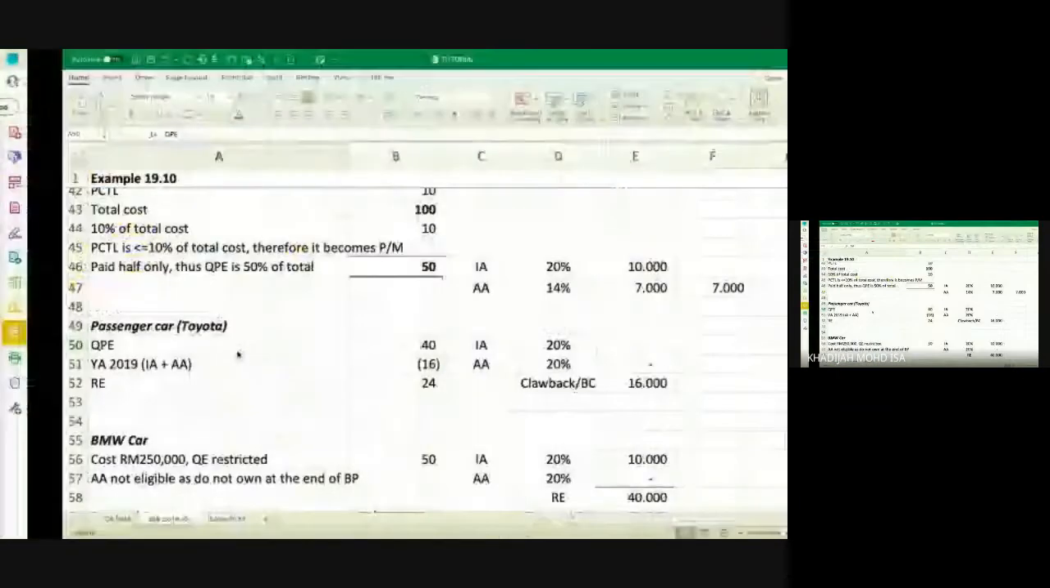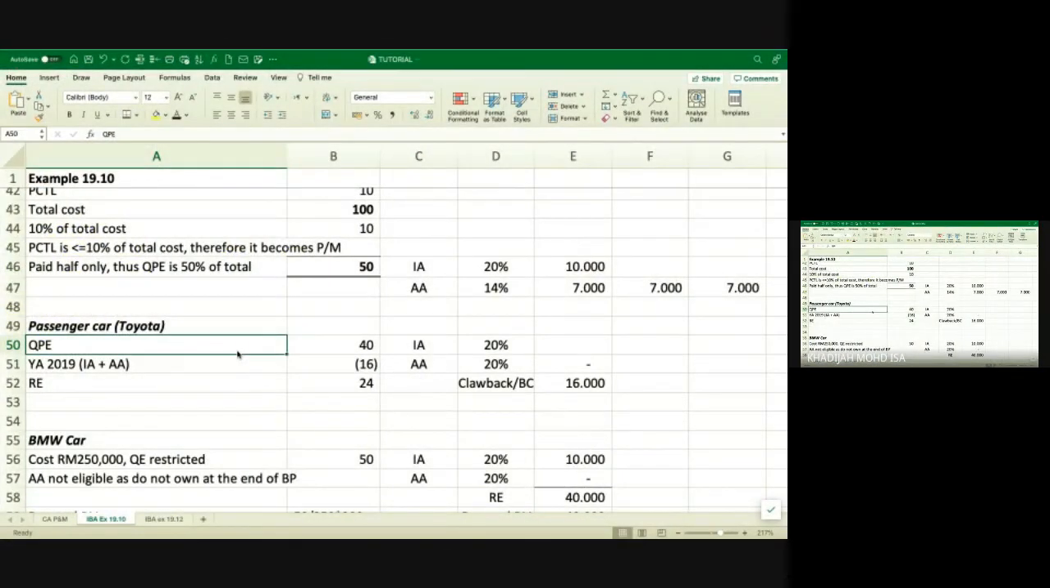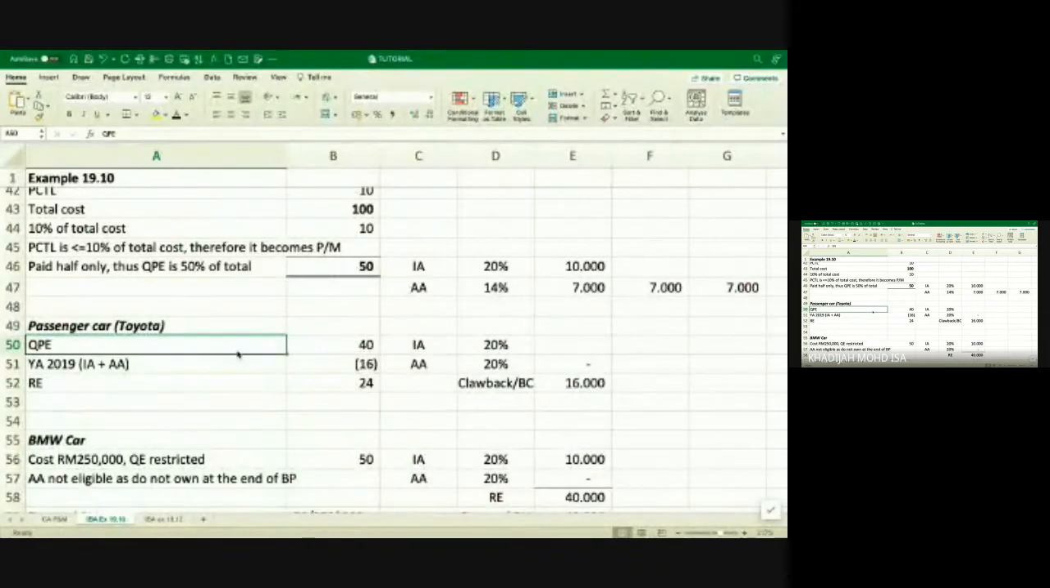Okay. Any more? Any more? Wah, no question ah. Later we will see at the midterm.